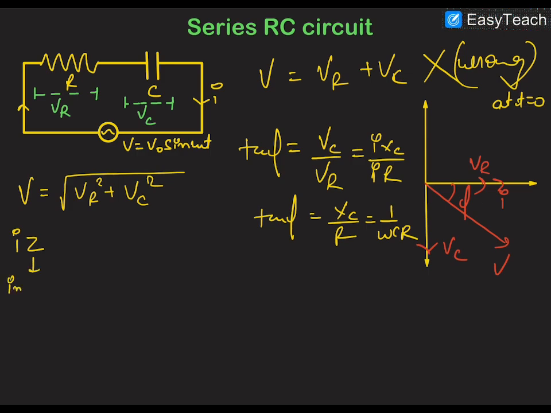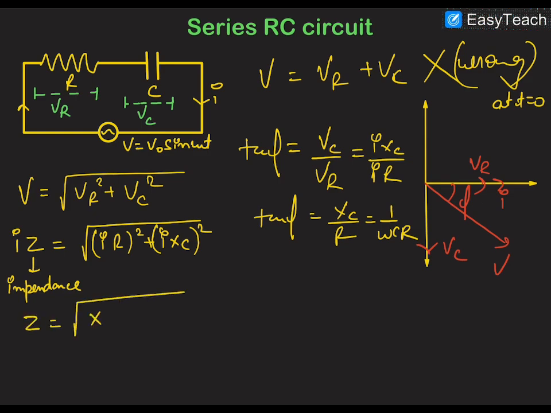First of all, it is impedance, and IZ will be under root of VR square plus VC square. VR is IR and VC is IXC. So cancelling I with I, Z will be equal to under root of XC square plus R square. This is Z, the impedance, and we can write XC as 1 upon omega C.